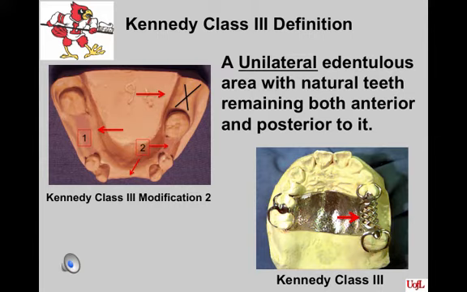Try and apply any of those other classification definitions and see what you get. They won't fit. Rule 4. Any other edentulous area is referred to as a modification, and they're referred to by the number of them, not by how many teeth are missing. So there are two edentulous areas other than the one that determined the classification. Therefore, this is a Kennedy Class 3 modification 2.